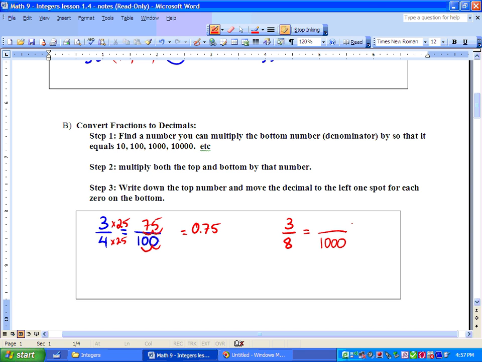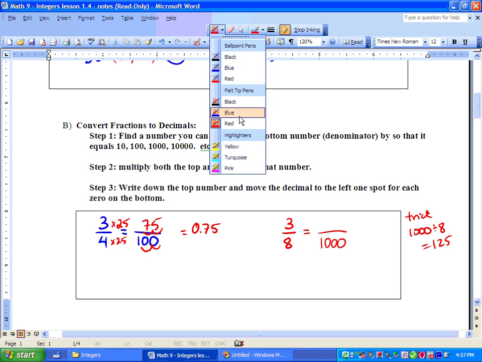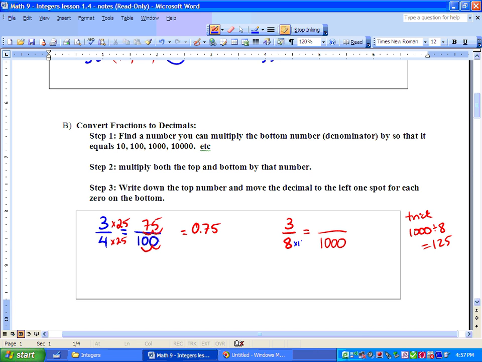Well, if you want to know, you can use a trick. We can go 1,000 divided by 8, and we get 125. So that's going to be the number we multiply the bottom and the top by.